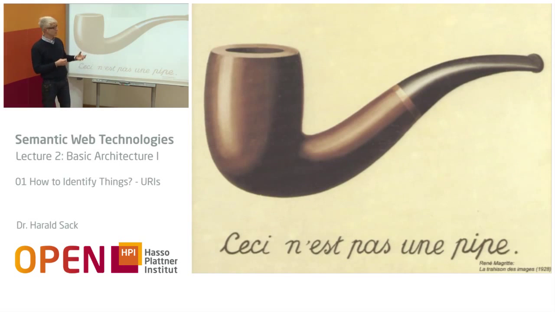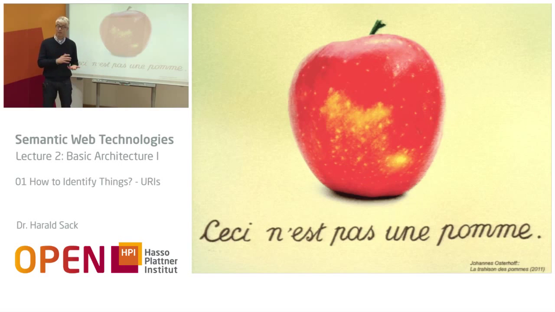And we can talk about this object and we can treat this object like it would be the real object, the real pipe. It means, if we come back to our example from the start, ceci n'est pas une pomme. This, in French, is not an apple. It's simply a picture of an apple.